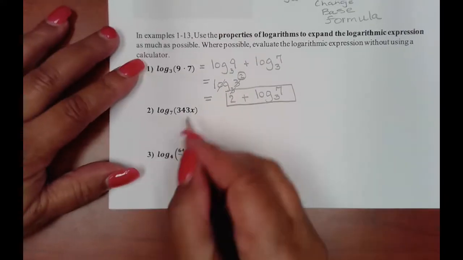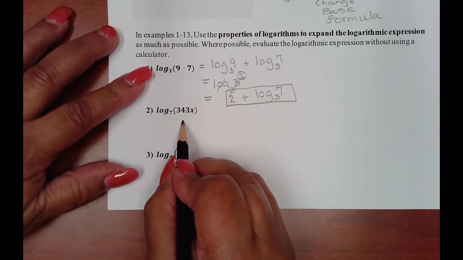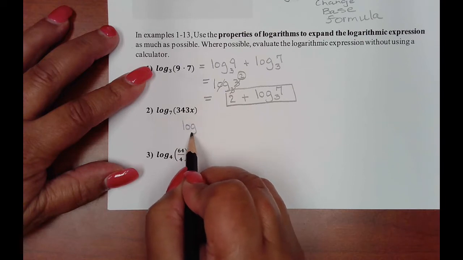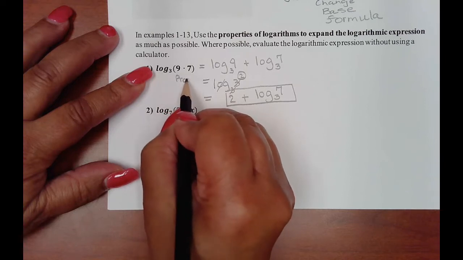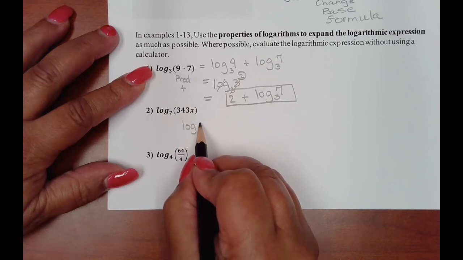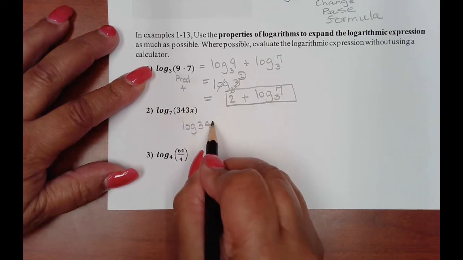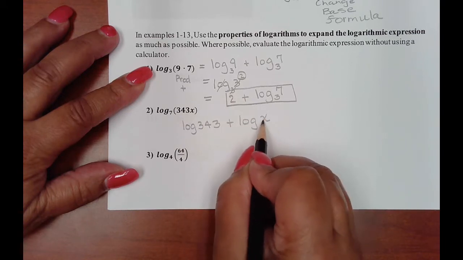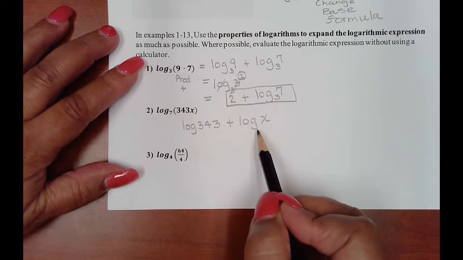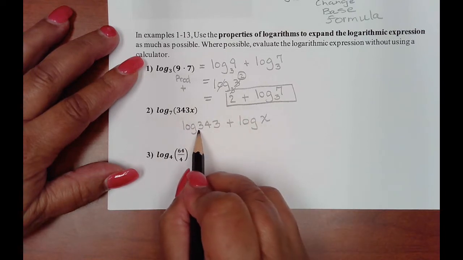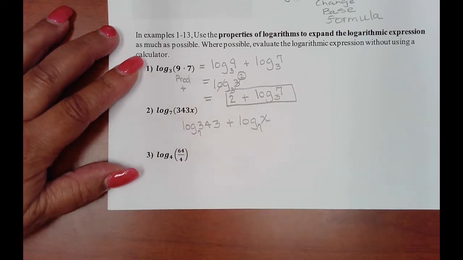Okay, moving on to the next one. This is also a product. It's 343 times x. Anything that is a product gets split up using a plus sign. So a product is split up as a sum. Same thing is going on here. This will be log of 343 plus log of x. You separate it into individual logs. Each of these individual logs gets a factor from the product, and then the bases will be the same as they were in the original problem.